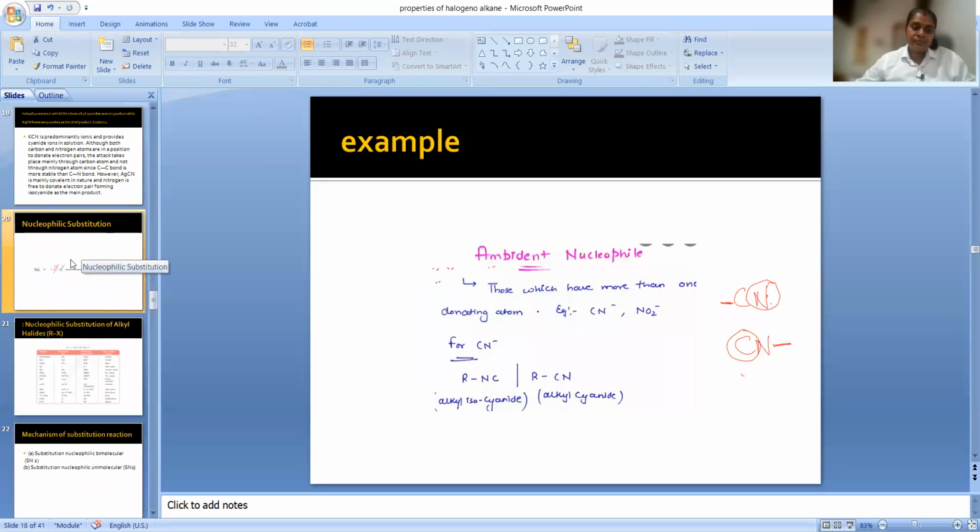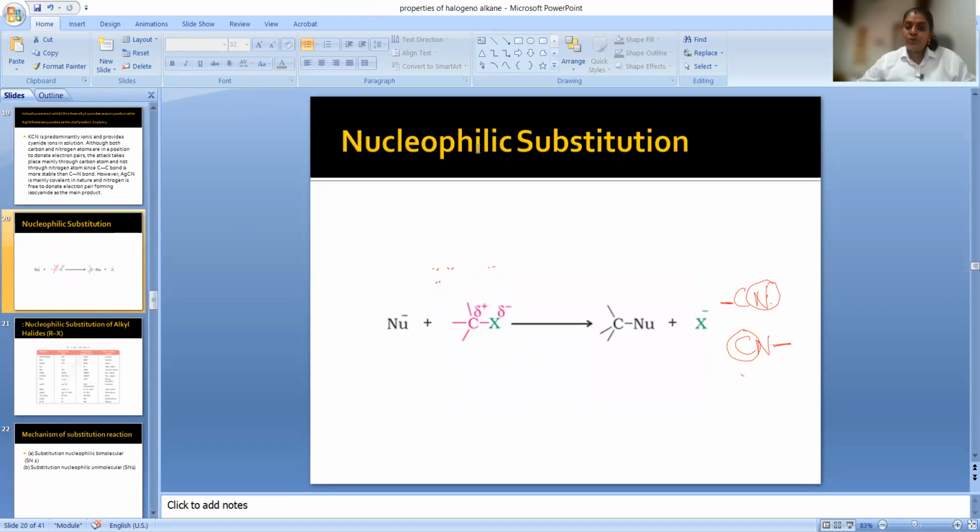Now, next is the nucleophilic substitution reaction. How is the nucleophilic substitution reaction taking place? First, the nucleophile will approach the alkyl halide. When the nucleophile approaches the alkyl halide, you can see the charge separation is already there. Carbon has a positive charge and halogen has a negative charge. So this nucleophile will be seeking a positive center.